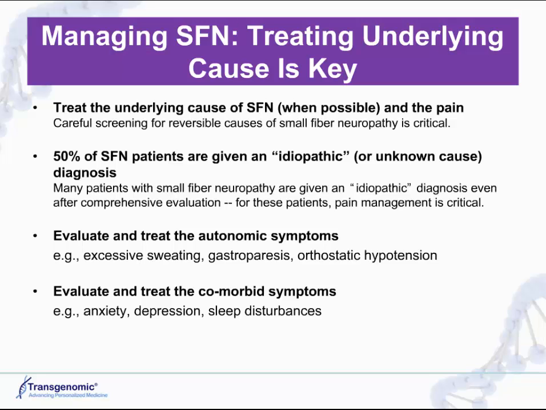Next, evaluating and treating the autonomic symptoms. This was mentioned in one of the previous slides. These are very vague symptoms: the sweating, immobility of the gut, orthostatic hypotension, which is a fancy way of saying you get dizzy when you stand up because your blood pressure drops. These are going to be vague, but in the constellation of symptoms, having excessive sweating and dizziness with standing up along with something like numbness, pins and needles, or a tingling sensation should be taken into account.